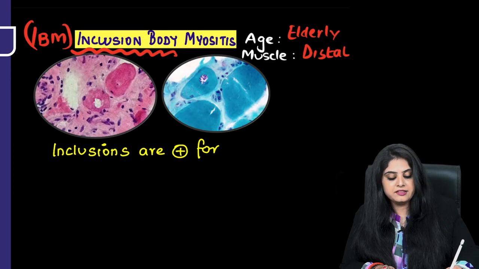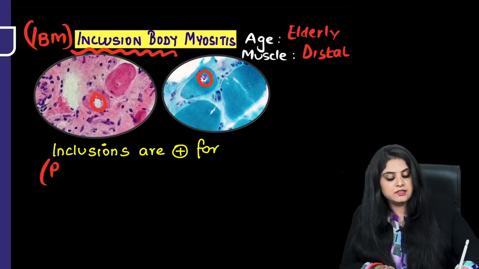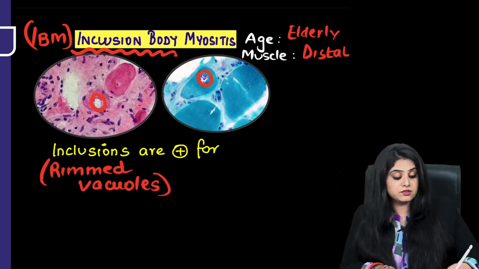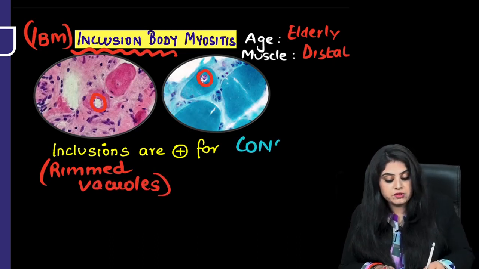Yes, I can see inside the muscle there is an inclusion. In other words, it's looking like a vacuole. So they say these inclusions are known as rimmed vacuoles. And what are they positive for? It's very interesting to know, guys. They are actually positive for Congo red.